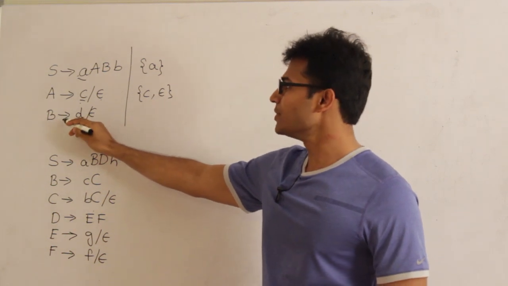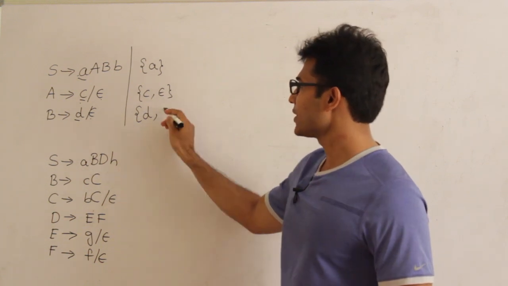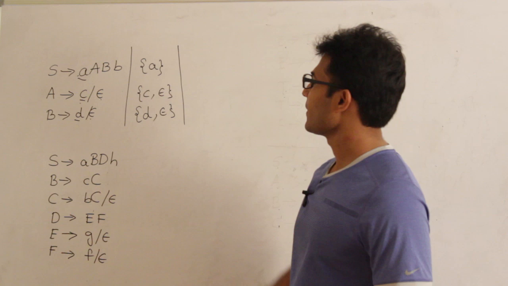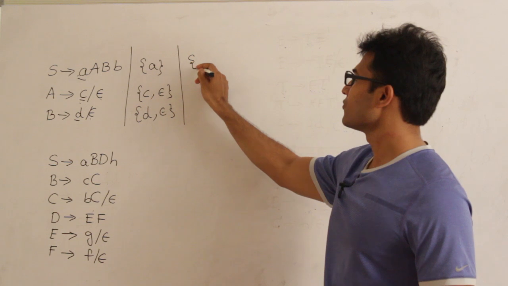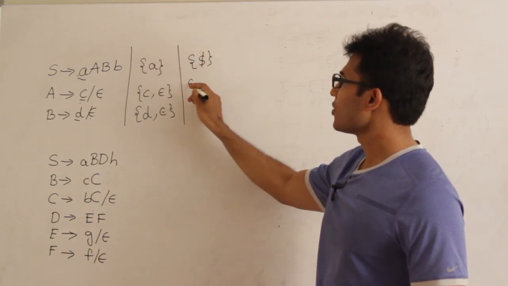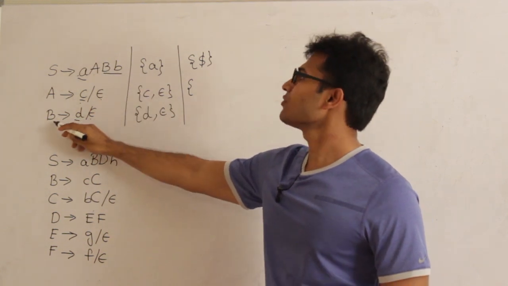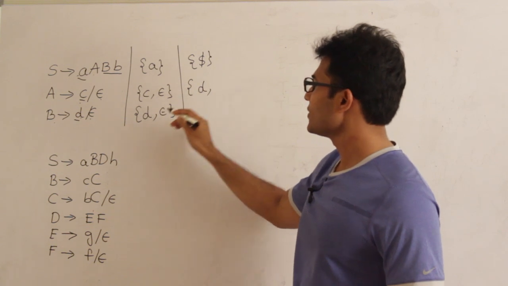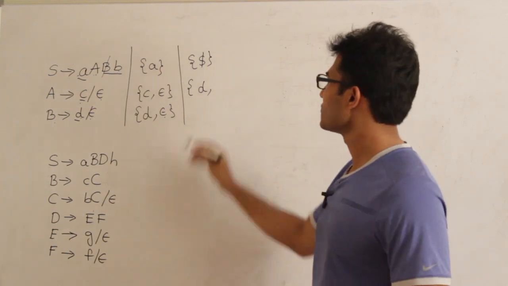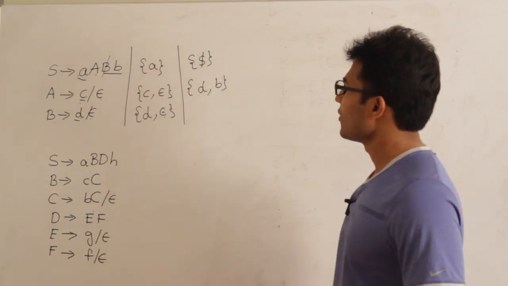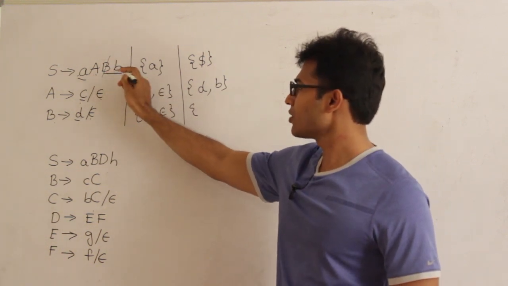Now what about first of B? Because of this production I get d, and because of this production I get epsilon, right? Fine. What is follow of S? Follow of S is nothing but, since it is a start symbol, it is always followed by dollar. Now what is follow of capital A? Follow of A is first of bB. What is first of B? First of B is d, and since there is epsilon, you substitute epsilon here. If I substitute epsilon here, then what is follow of A? Follow of A is small b. Okay, now what is follow of B? In the right hand side you see B only at this point, therefore follow of B is small b.